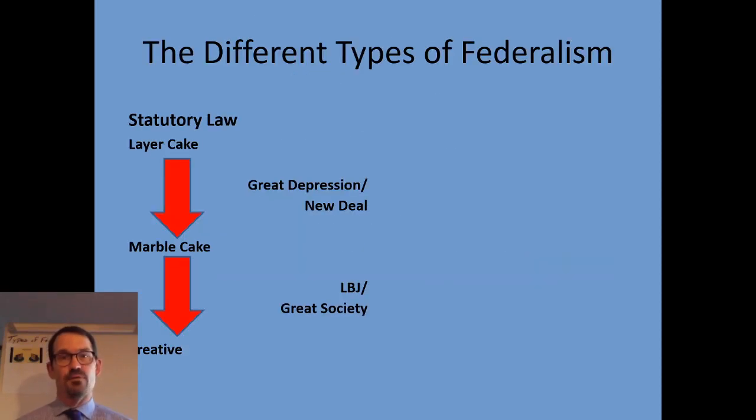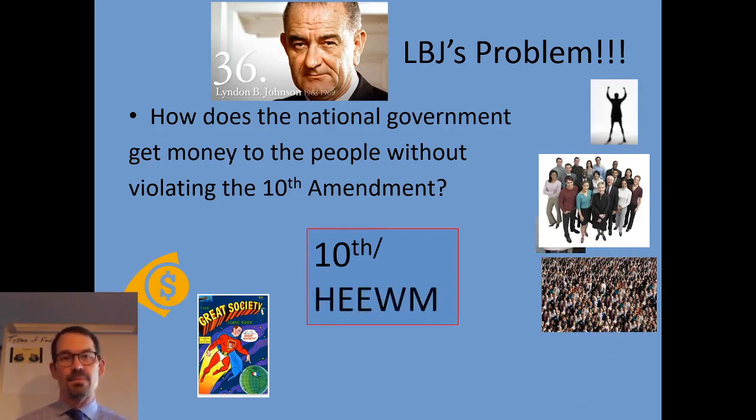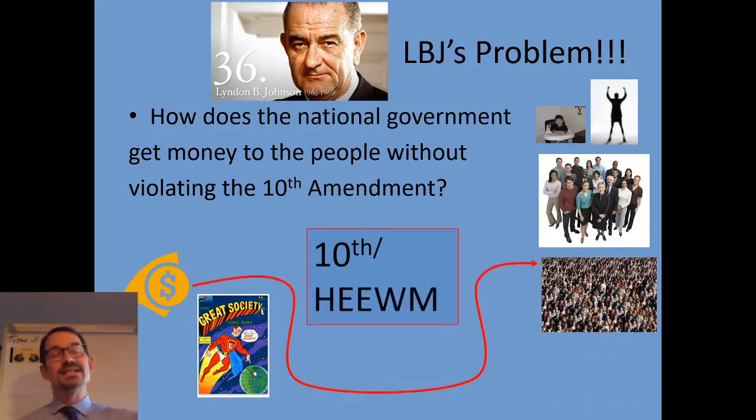So 1964 starts. We get this guy called LBJ coming into office, Lyndon Baines Johnson. He's a big-time Democrat. He wants to start something called the Great Society. Now, LBJ had a major problem. His problem was, how does the national government get money to the states without violating the 10th Amendment? Because he wanted to help the people, right? So what he's going to need to do is take that money to form the Great Society, and he's going to circumvent the 10th Amendment in order to get the money to the people, all right?